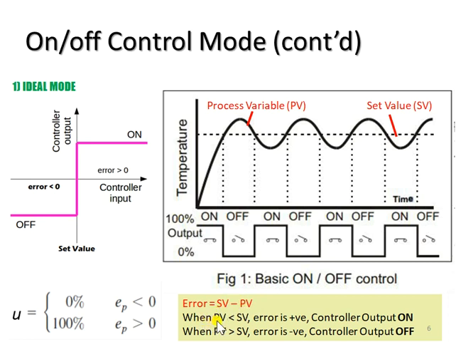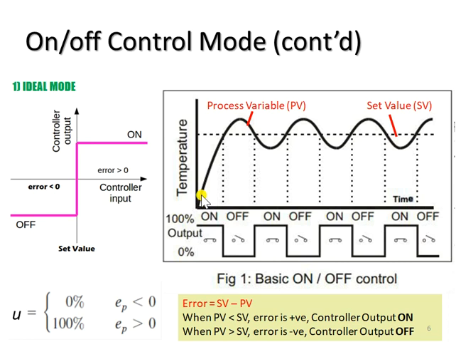So when the PV is less than SV, for example here, the process variable is less than the set value, so the error is positive. When the error is positive, the controller output here will be 100%, or on state. So we write here the controller output is on. If we look at this controller output here, it is in the on state.